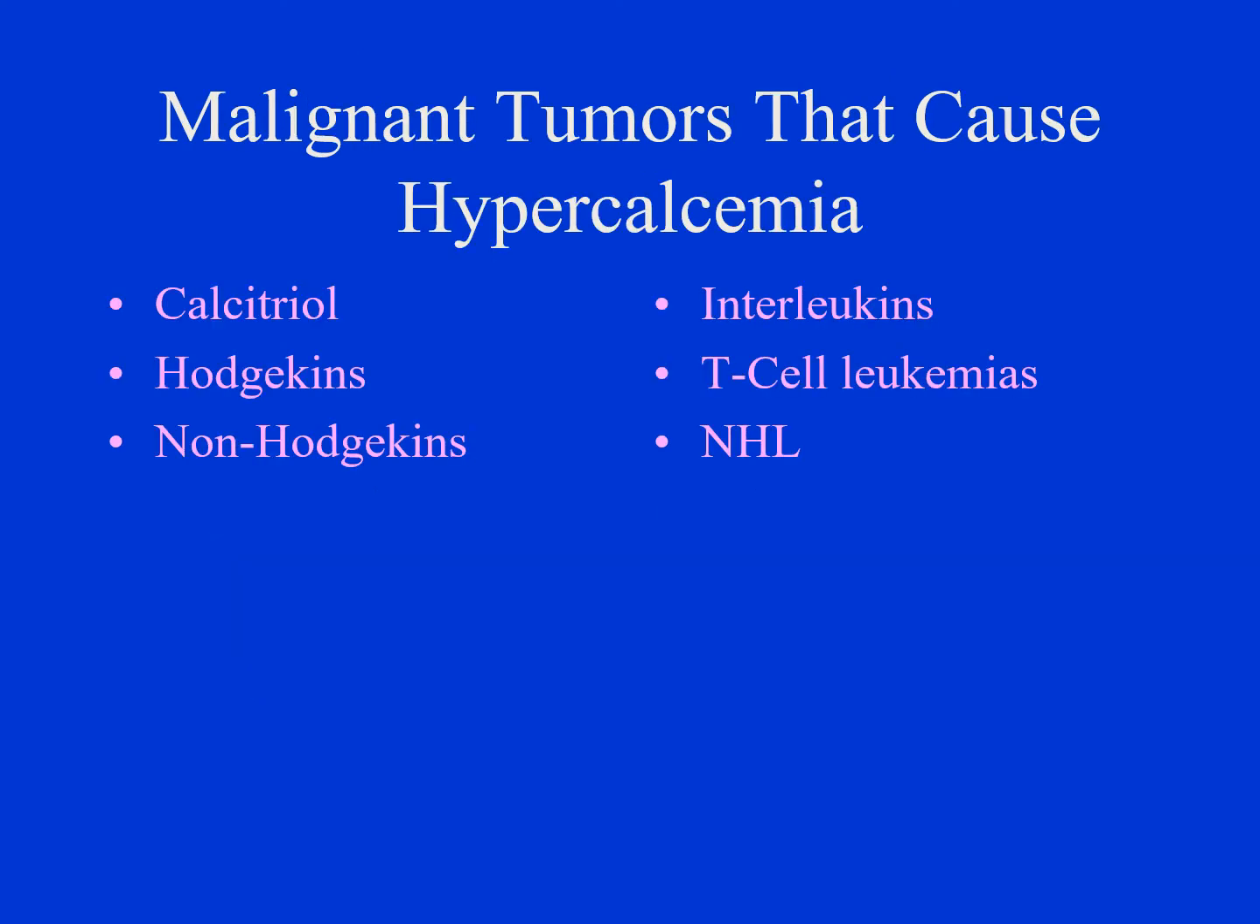Elevated calcitriol levels are the etiology of action in both Hodgkin's and non-Hodgkin's lymphoma, and an increase in the interleukins are specifically seen with the T-cell leukemias and in non-Hodgkin's lymphomas.